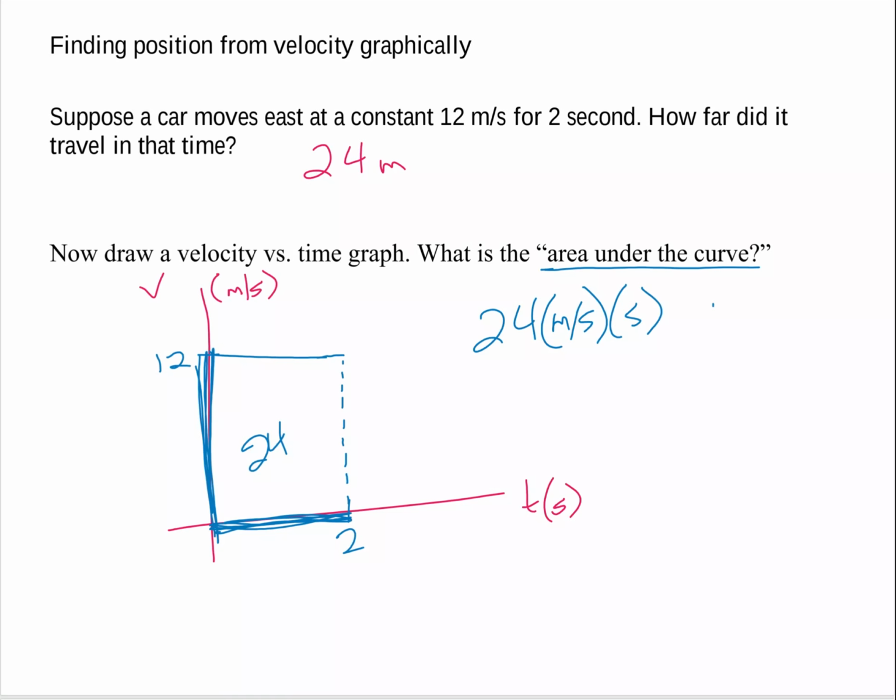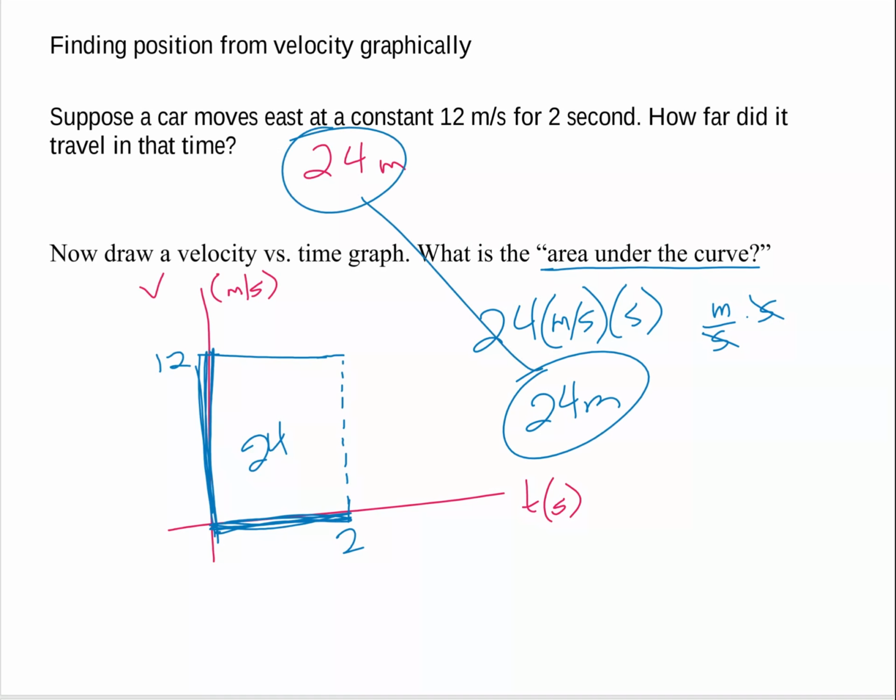If I write this a little bit better, meters per second times seconds, what happens? The seconds on top and the seconds on the bottom divide out, and I'm left with just meters. So the answer is 24 meters. What do you notice? That's our answer. It's the same answer. So the obvious answer, 24 meters, and the area under the curve answer are the same, okay?